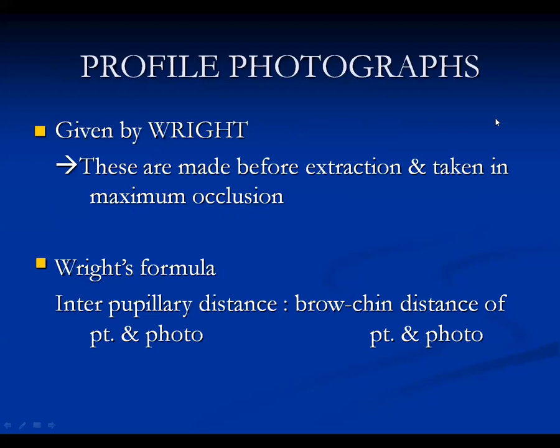Afterwards, the profile photograph. With the help of a profile photograph, we can determine the vertical dimension of occlusion. Willis has given the formula: the interpupillary distance of the patient and photo is equal to the brow-chin distance of the patient and photo. By using this formula, we can come to know the vertical dimension of occlusion for the patient.